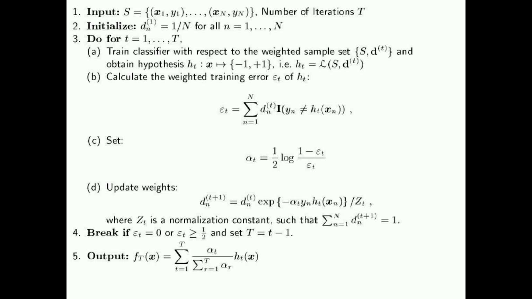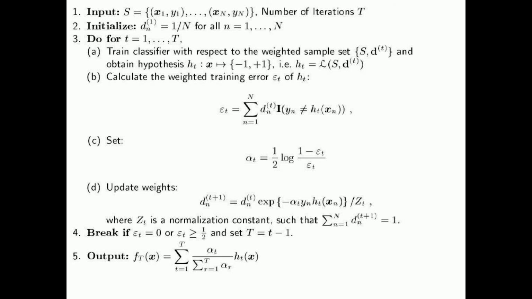And this is the algorithm of the AdaBoost model. The input is x1, y1 up to xn, yn, and the number of iterations T. We initialize the value of d n to 1 by n for all n, and we repeat for t from 1 to T. Train the classifier with respect to the weighted sample set and obtain the hypothesis h t of x, which is plus 1 or minus 1. We calculate the weighted training error epsilon t of h t, and then we set alpha t to half of log of 1 minus epsilon t divided by epsilon t, and then we update the weights accordingly.